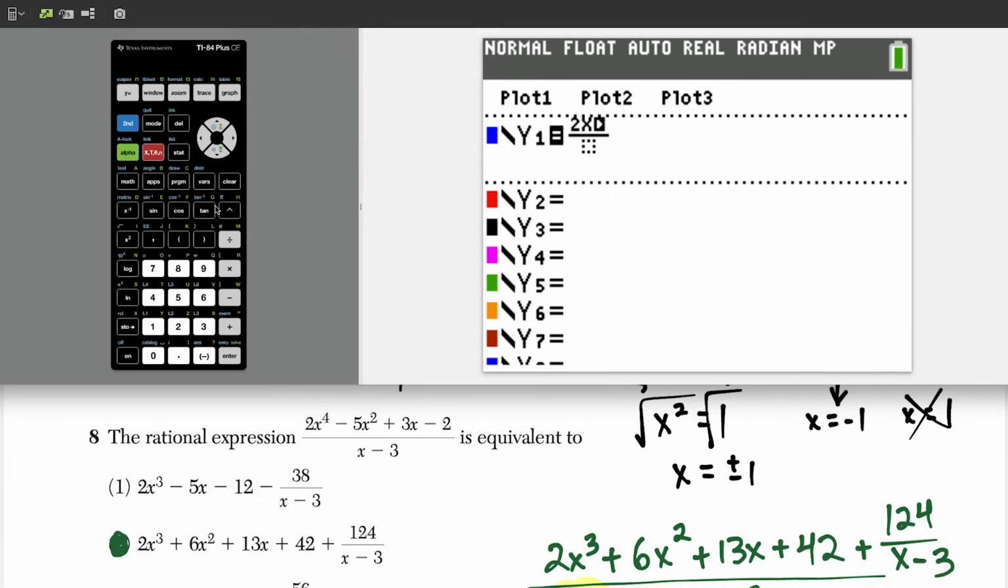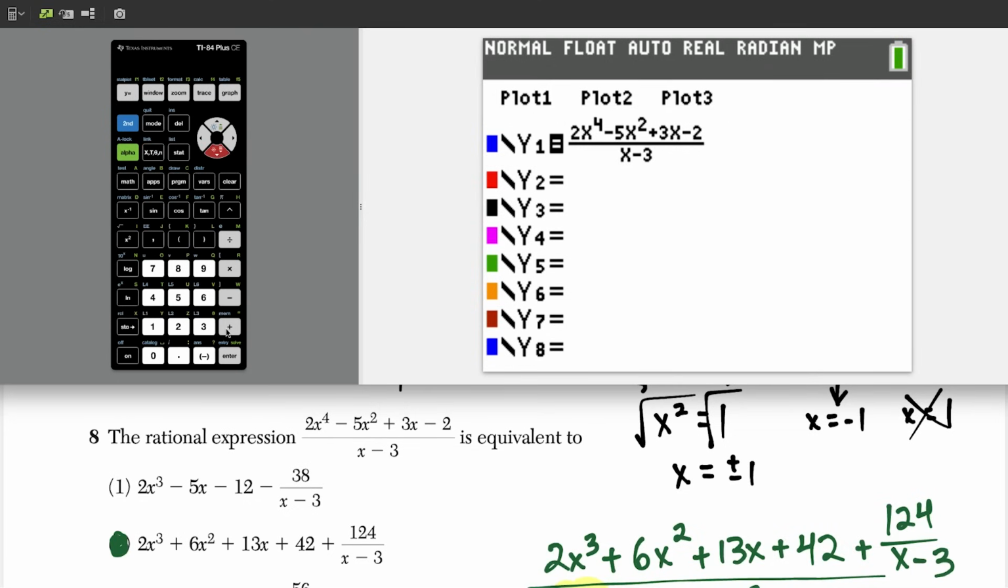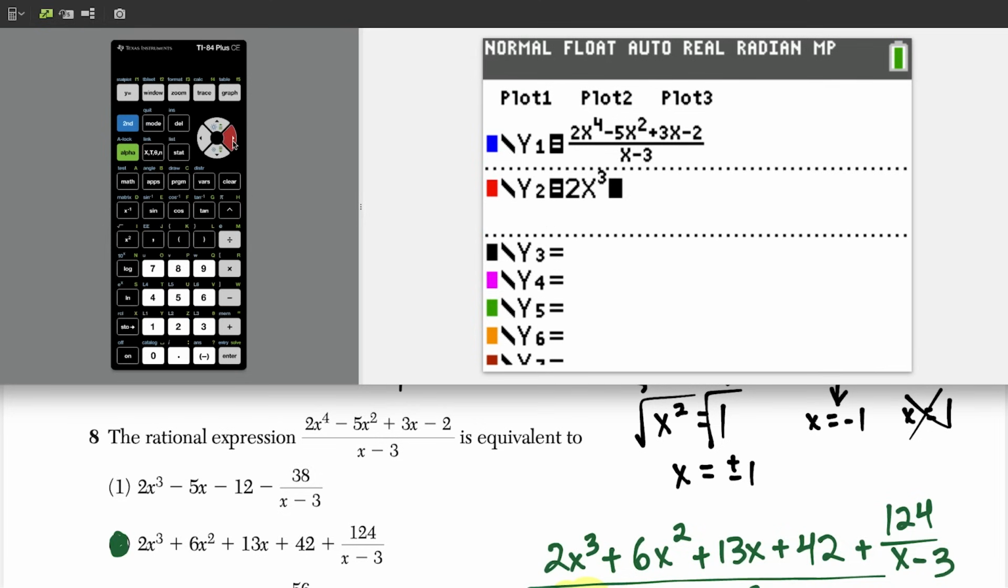We have 2x to the power 4, and then we have minus 5x squared plus 3x, and then at the end we have a minus 2. And we're dividing this by x minus 3. So with this method, we're going to have to type a lot, but this is a nice backup method. Or if you just want to use the calculator to get to your answer, you could also do this because it is multiple choice.